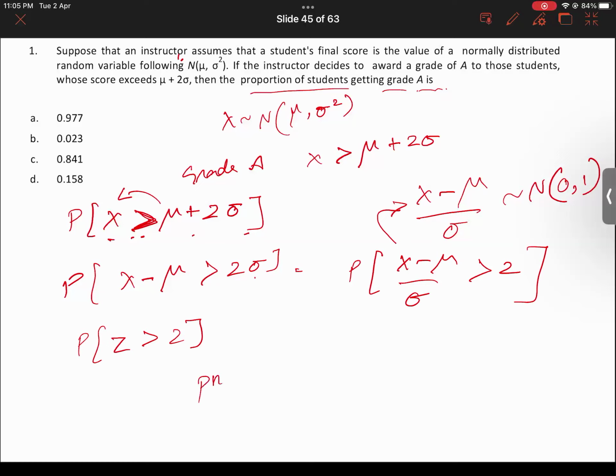So you can write with R, you can find pnorm to lower tail is equal to false. Why? Because of the greater than sign. So this will be equal to 1 minus P of Z less than or equal to 2. So whenever you have a greater than sign, you write lower tail is equal to false.